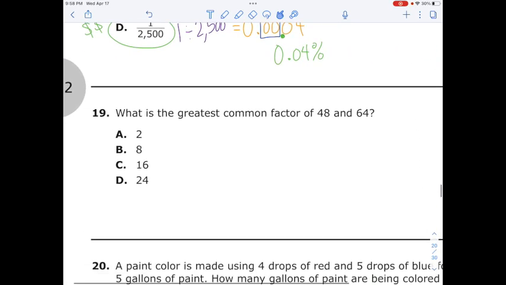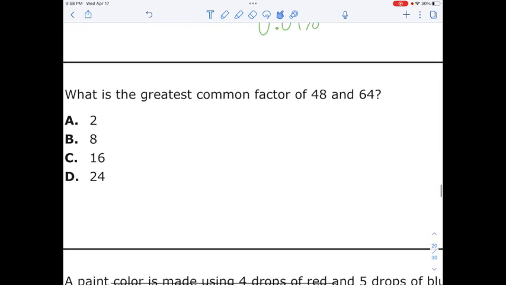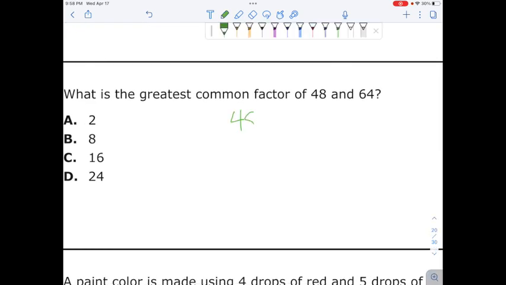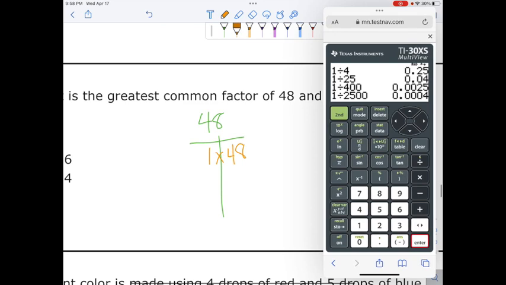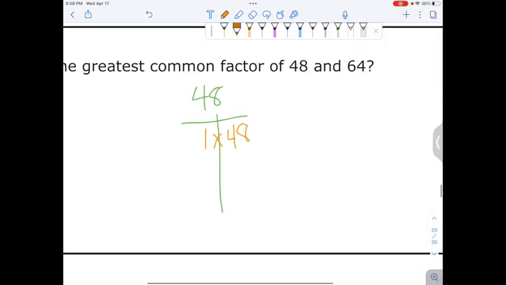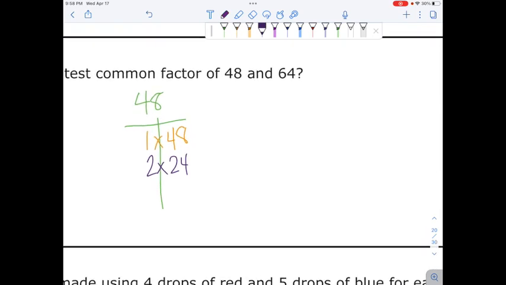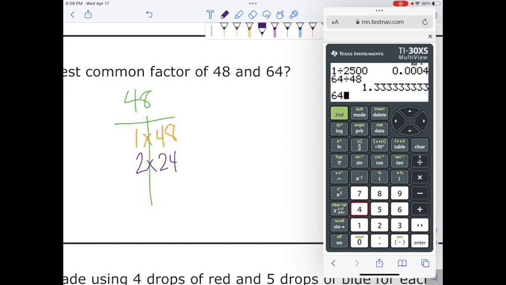Number 19, what is the greatest common factor of 48 and 64? I'm going to make a T-chart just for 48. I know there's 1 times 48, and then in my calculator, I'm going to do 64 divided by 48. That's a decimal. That doesn't work. Then I know it's 2 times 24. So in my calculator, I'm going to do 64 divided by 24. That didn't work. I think 3 is a factor, so let's find out.